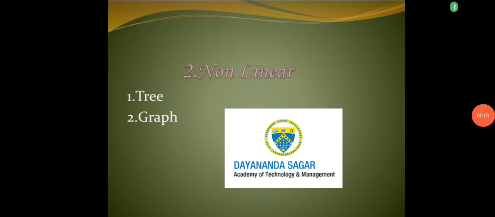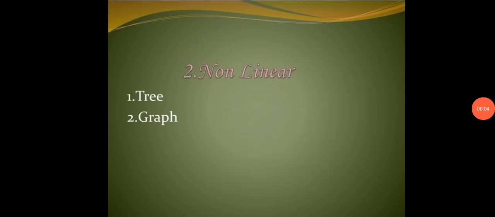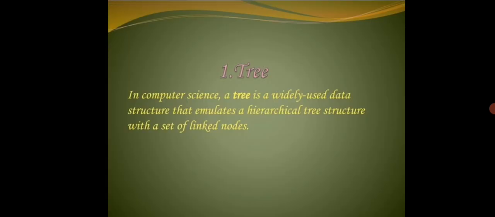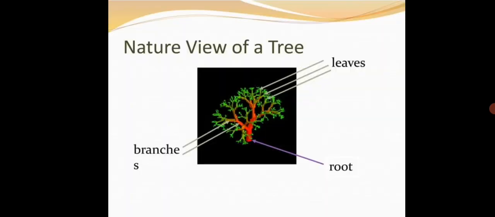Nonlinear data structures. There are two types of nonlinear data structures: tree and graph. Trees in data structure. A tree in data structure or computer science is a widely used data structure that emulates hierarchical tree structures with a set of linked nodes.